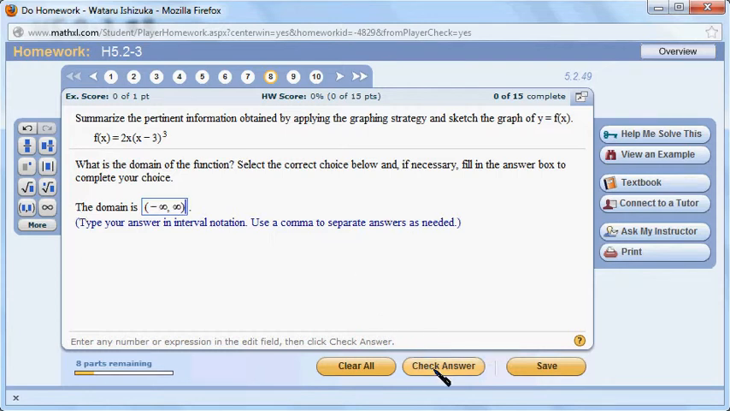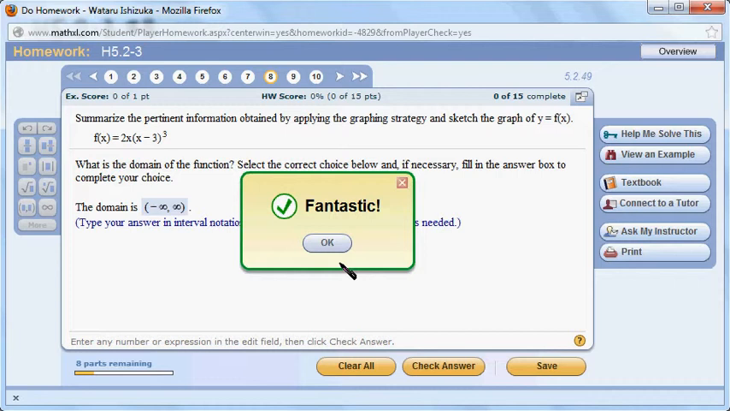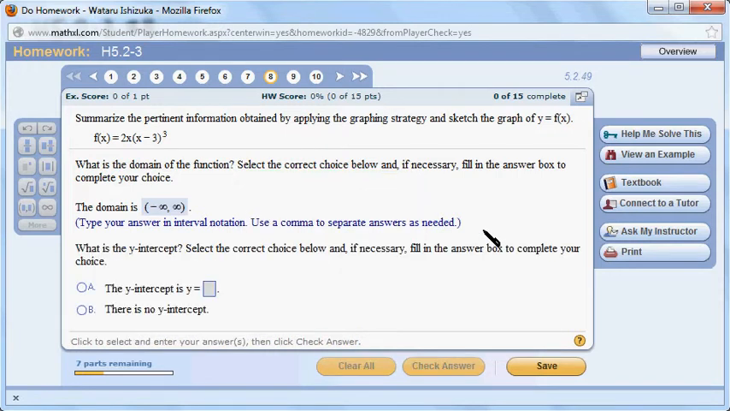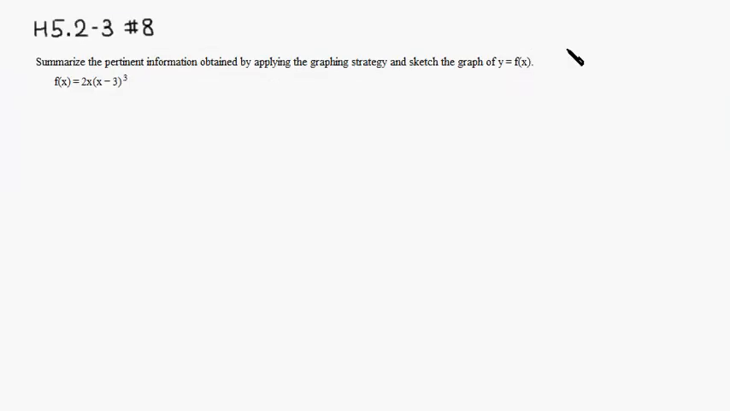So let's look at that. Got that. So we want to find the y-intercept. In order to find the y-intercept, we set x equal to 0. So let's do that.